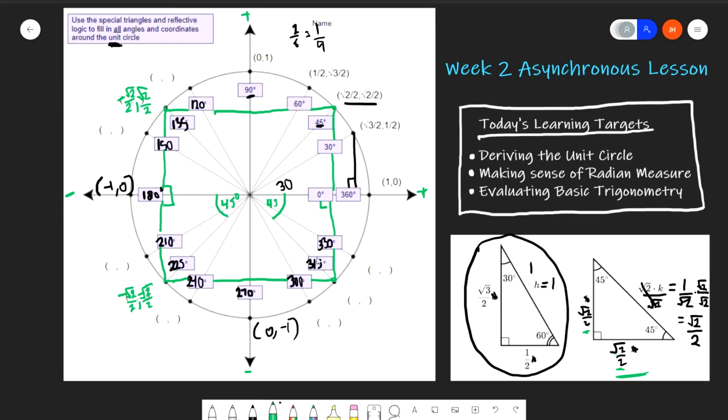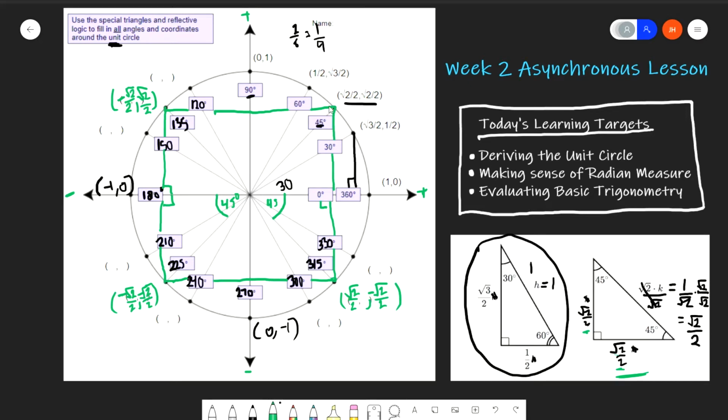So the coordinates of this guy would be the square root of 2 over 2, because the x coordinate is positive, but then the y coordinate is negative root 2 over 2. So those are all of our 45-degree angles in their coordinates.